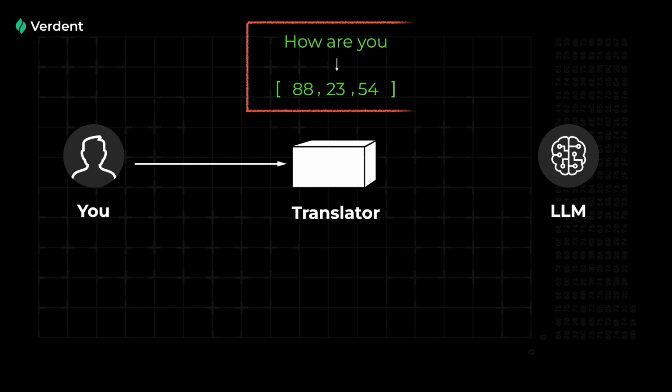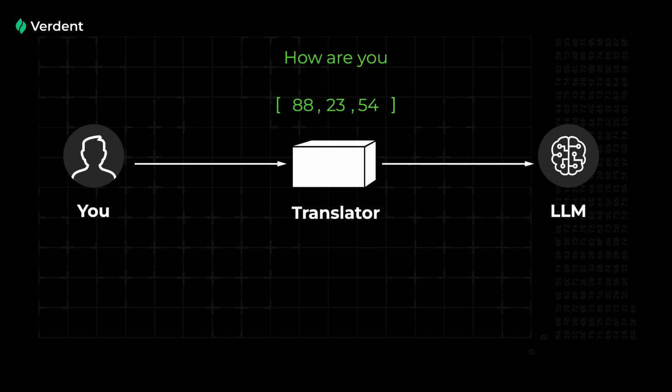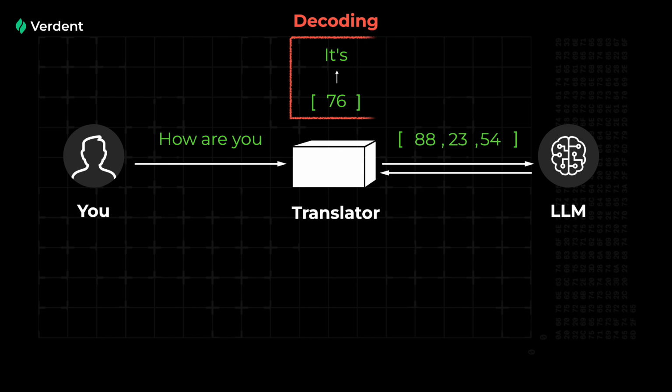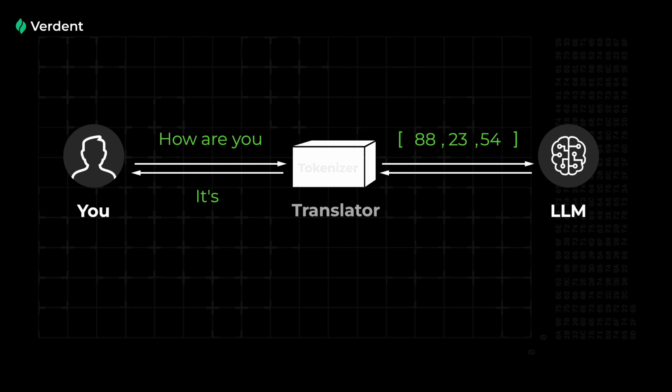We call this encoding. Then the translator sends that sequence of numbers to the model. After computation, the model outputs a token ID. The translator then turns that ID back into the text token. This step is called decoding. And that is how we get the first token of the model's answer, "I." By the way, this translator is called a tokenizer. Then the same process repeats for every following token. So you see the pattern? The model reads a sequence of tokens and generates its answer one token at a time.